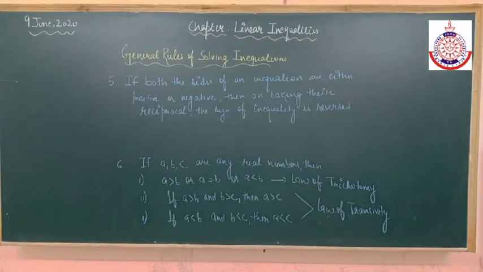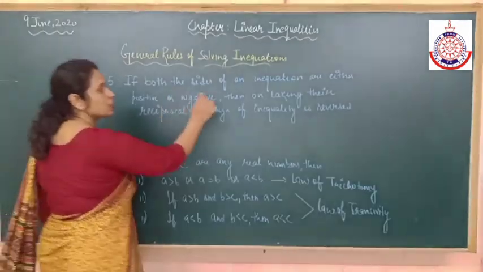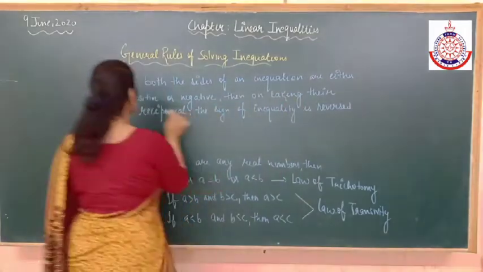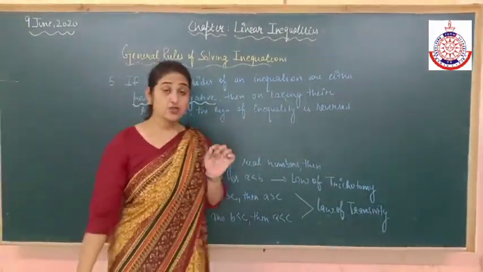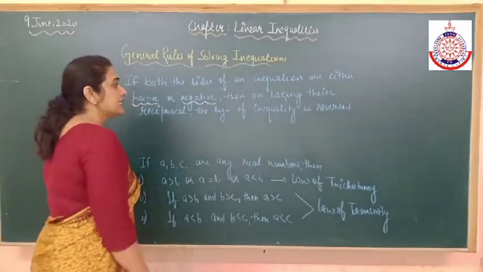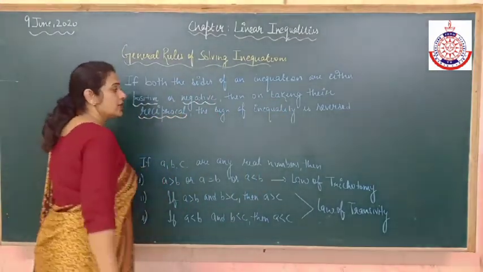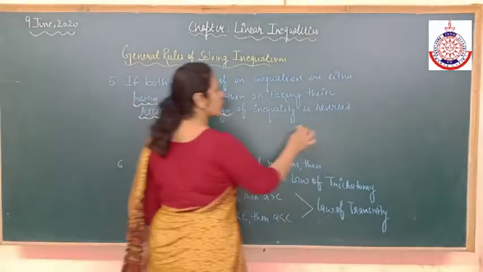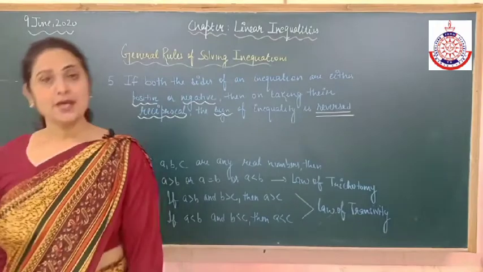Okay, the next one. Now this is related to taking the reciprocal of an inequality. If both sides of the inequality are either positive or negative, then only this law will be applicable. Then on taking their reciprocal, the sign of inequality is reversed.